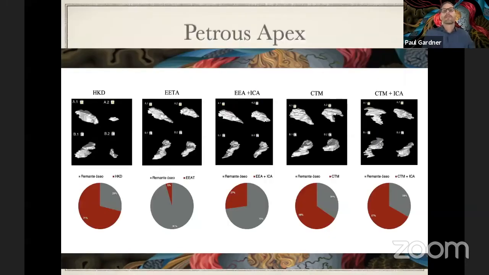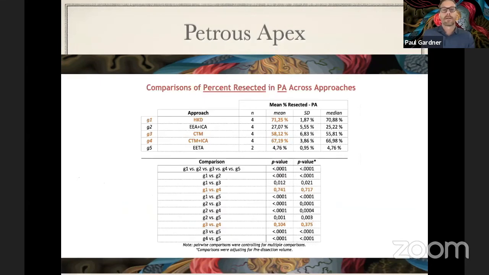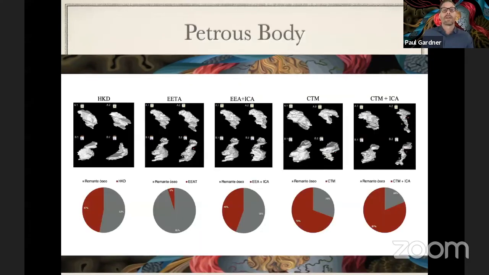And looking at the amount of petrous apex evaluated, you can see that from a Hakuba-Dolenc, we have beautiful access to the petrous apex. But if we do use CTM, we have almost the same access to the petrous apex as we would from a Hakuba-Dolenc. So if you look at the percentage accessed, it really is the same between a Hakuba-Dolenc and a CTM, especially with carotid mobilization.